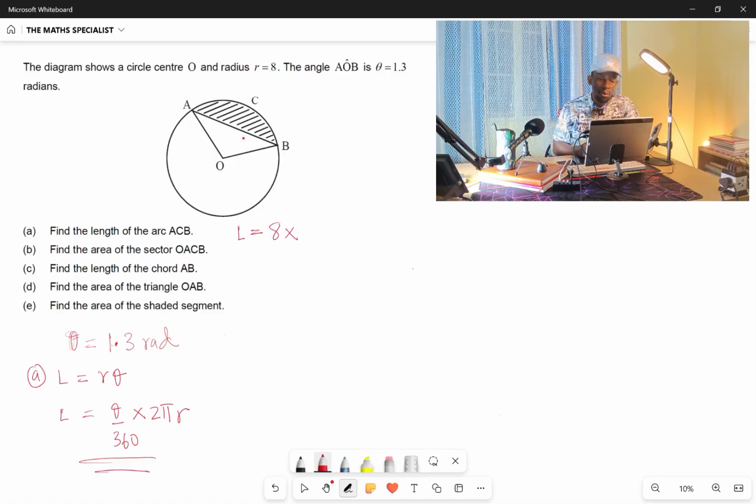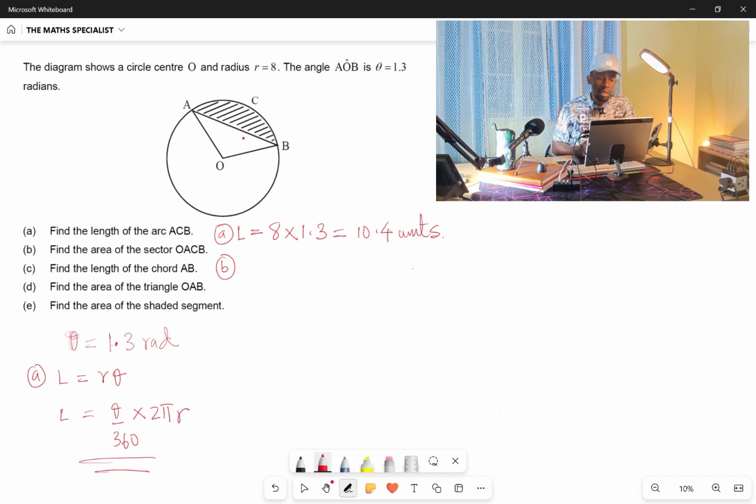So for A, the length of an arc: R is 8 times theta, which is 1.3. Simply, we take our calculator and say 8 times 1.3, and we find that the answer is 10.4. Since we don't have the unit of measurement of R, whether it is centimeters or meters, we can just write units. So that is part A.